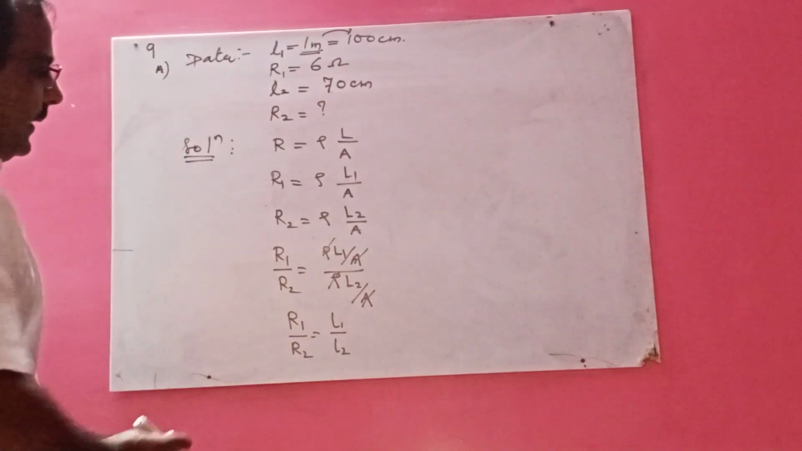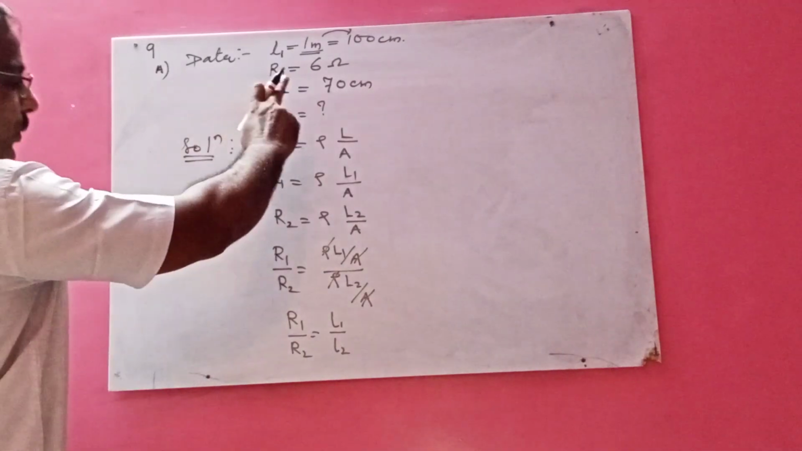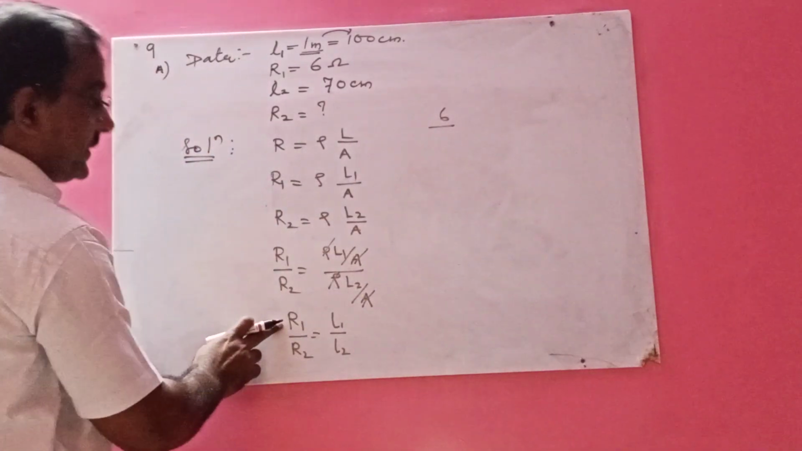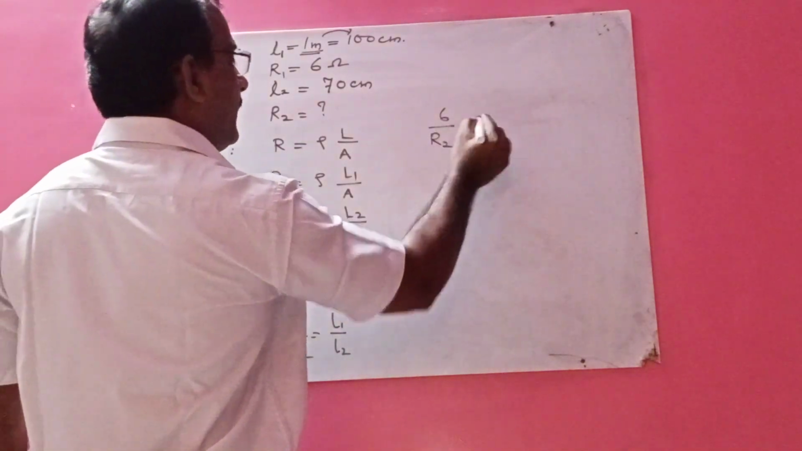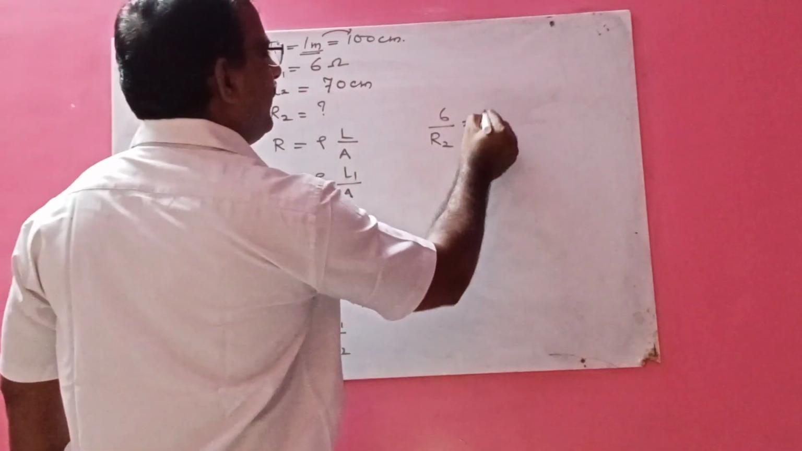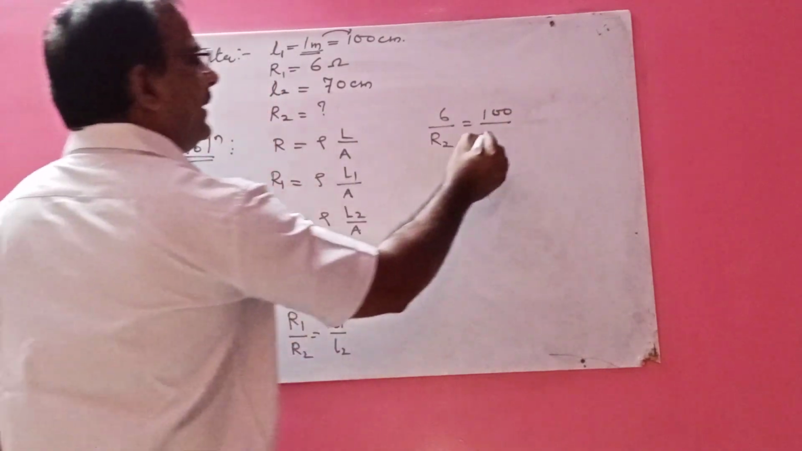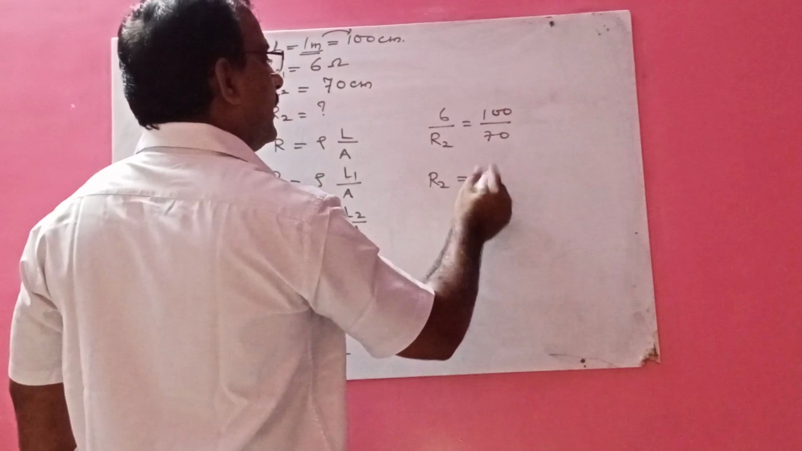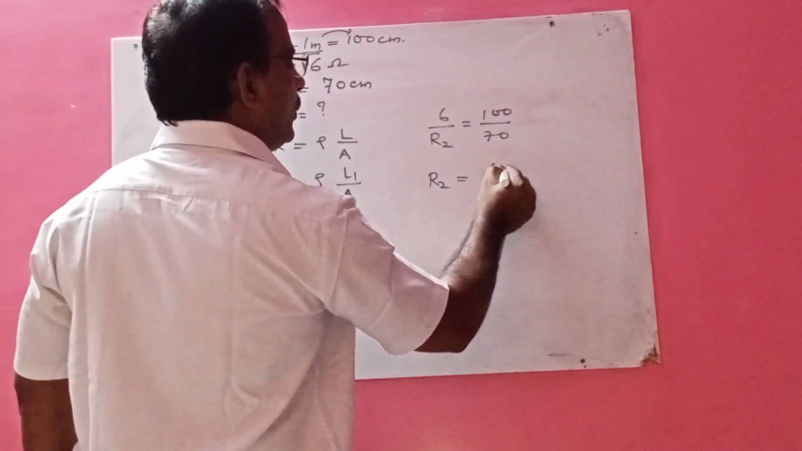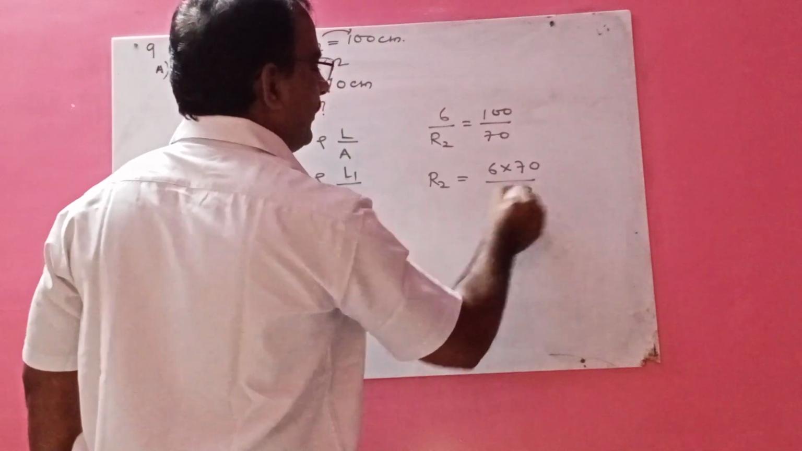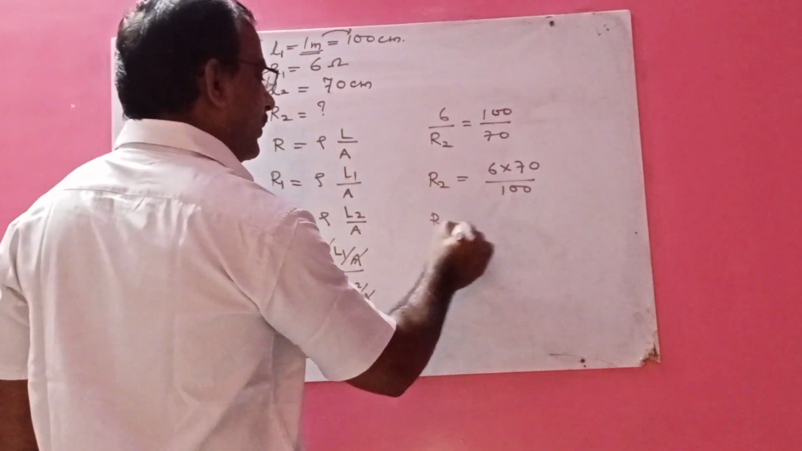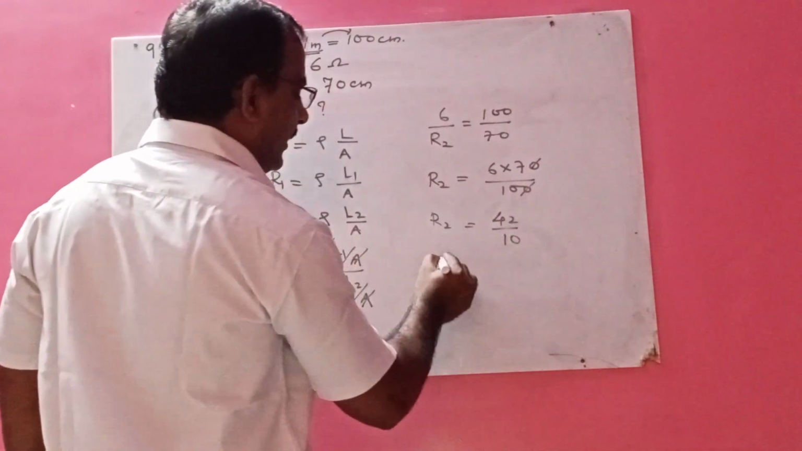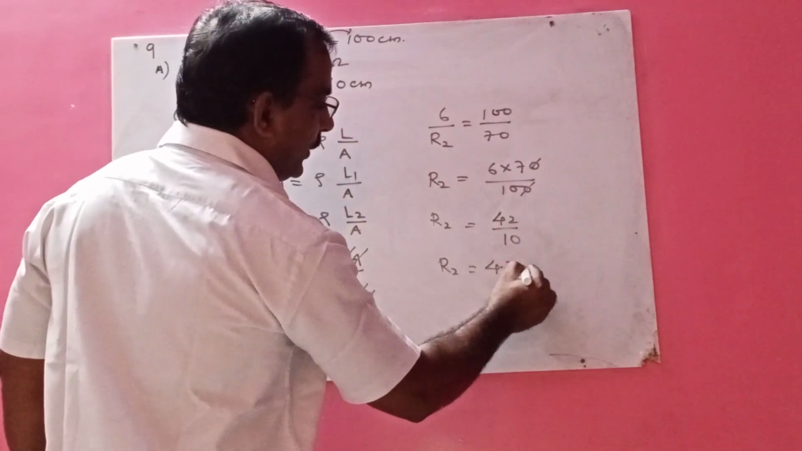Now substitute the values. L1 you have 100 centimeter, R1 is 6 ohm. So 6 upon R2, which we want to calculate, is equal to L1 is 100 and L2 is 70. Cross multiply. R2 is equal to this into this, divided by 100. 6 into 70 divided by 100. So here this 0 and this 0 cancel. 6 sevens are 42 divided by 10. Therefore R2 is equal to 4.2 ohm.